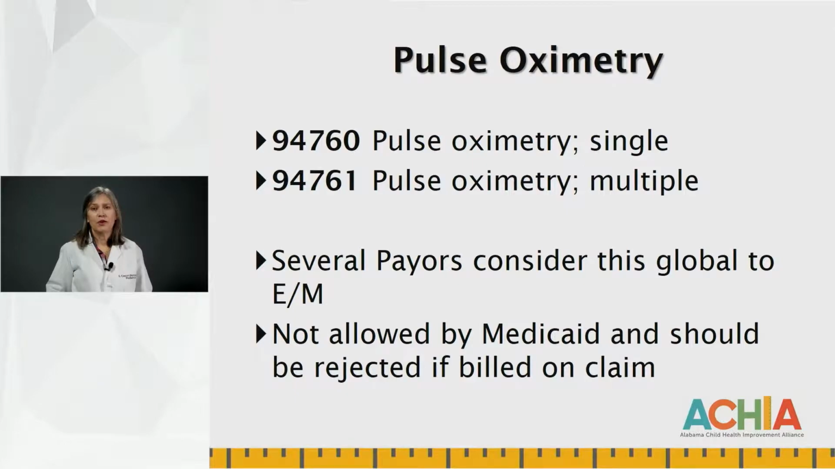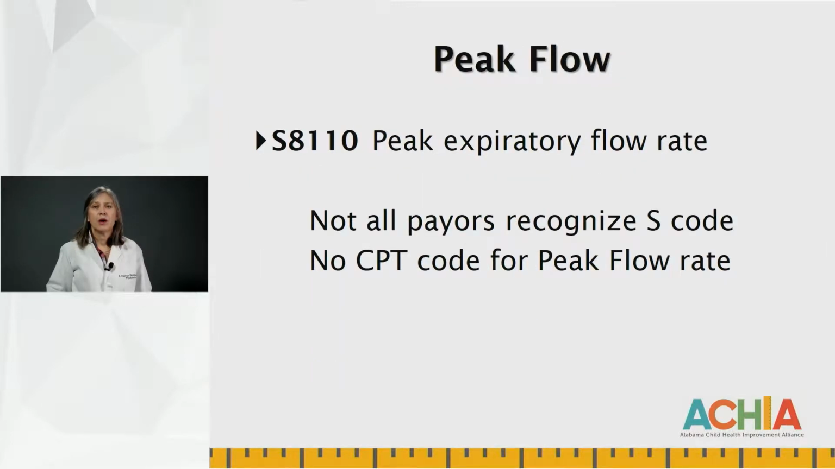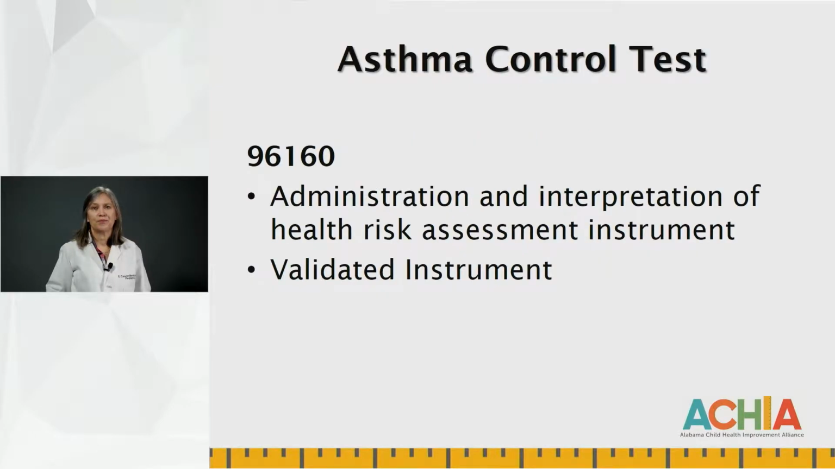Now, for pulse oximetry, many payers roll it up, but there are a few payers now compensating you for that additional service. So do consider including that on your claim. Peak flow, if you want to use it, is an S8110. Not all payers recognize S codes. And then if you're going to use a standardized test, such as an asthma control test, that would be billed with the 96160. That is a validated instrument. You need to document the outcomes in your note. Payment for that is variable as well.